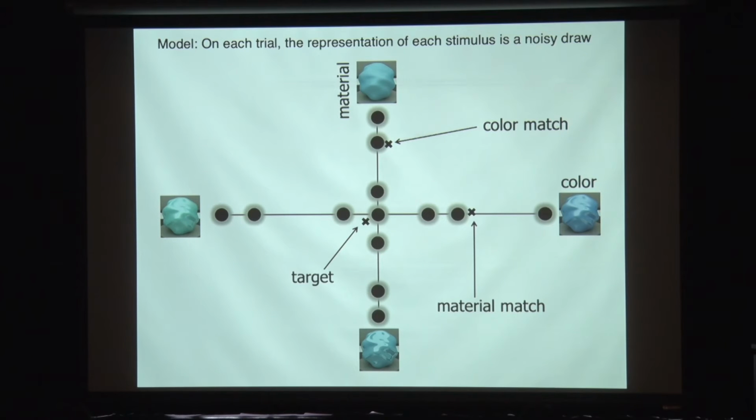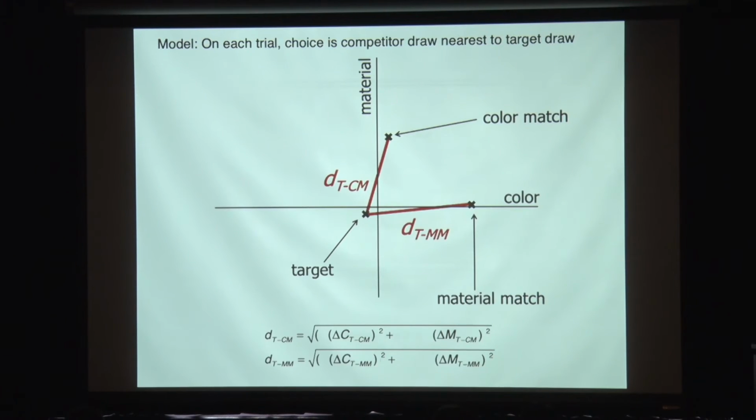And our linking hypothesis between this construct and performance is that the subject chooses the stimulus as most similar to the target that's closer in the actual perceptual representation for that trial. So there's a distance computed between the target and the color match, and the target and the material match. And that distance, if we had no differential weighting, would just be the standard Euclidean distance, and calculated like this.